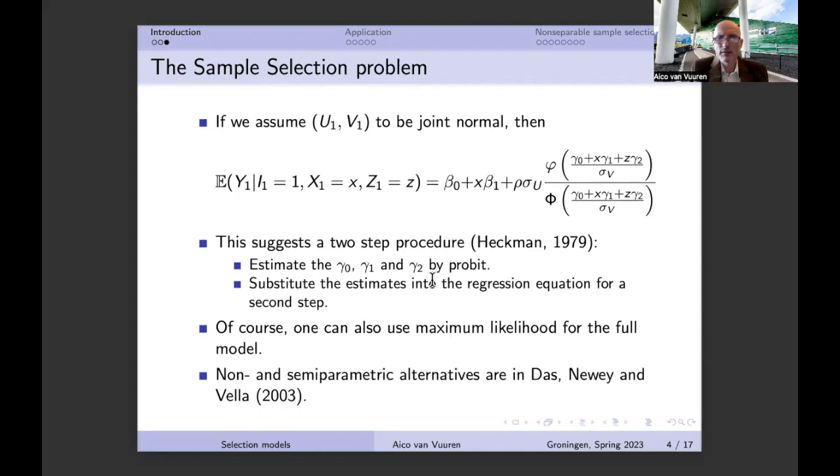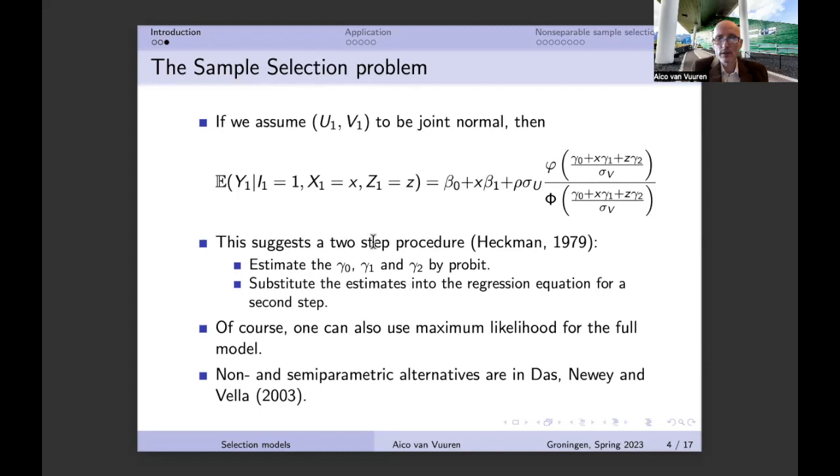So instead of doing this procedure that we have over here, we could also have used maximum likelihood. Still, a lot of people actually use this method that we have over here. That's first of all because it's simpler, but that's not the only reason. What we should realize is that one problem with this specification is that it only works at the moment that u1 and v1 are jointly normal.